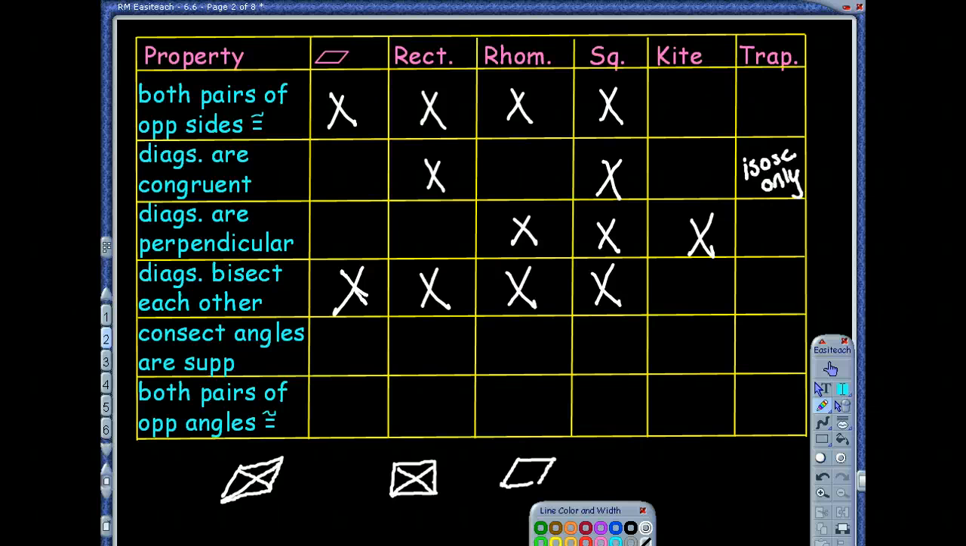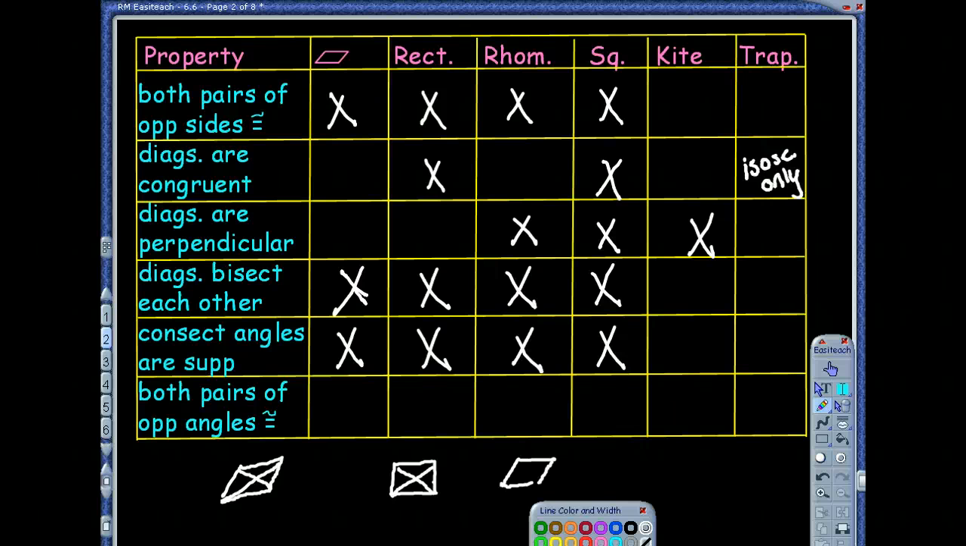Okay. Consecutive angles are supplementary. That's a parallelogram first. Yes, and if it's a parallelogram, it meets all parallelograms. Okay. Now, what about a kite? No, because consecutive angles are supplementary. That means we're going to have some parallel sides. Right. Kites don't have parallel sides. Exactly. Now, trapezoid. Now, that's a trickier one.